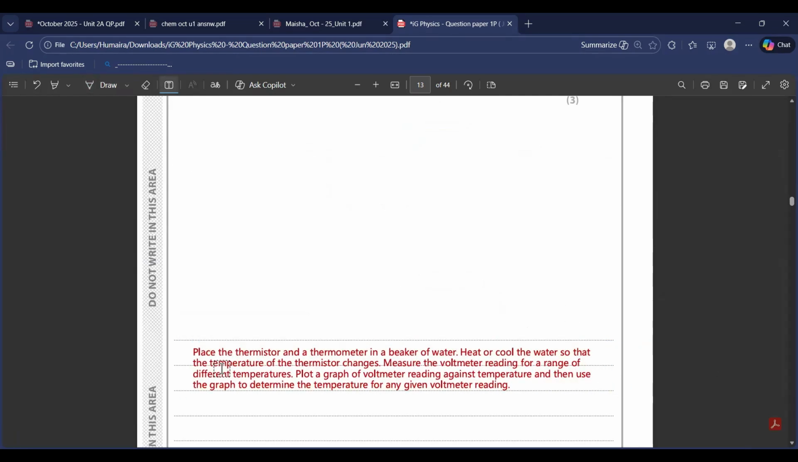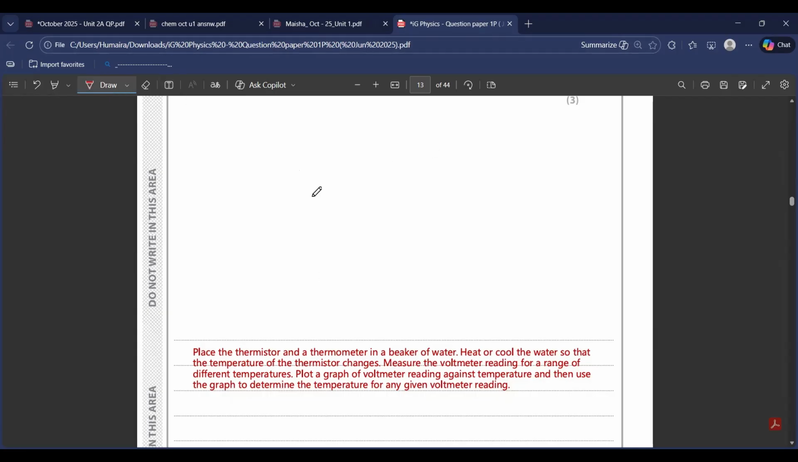All right, what did I write? Place the thermistor and a thermometer in a beaker of water. Heat or cool the water so that the temperature of the thermistor changes. Measure the voltmeter reading for a range of different temperatures and then plot a graph. Plot a graph of voltmeter reading against temperature, which will help you to determine the voltmeter reading at any given temperature.